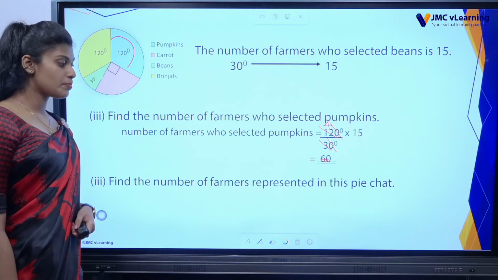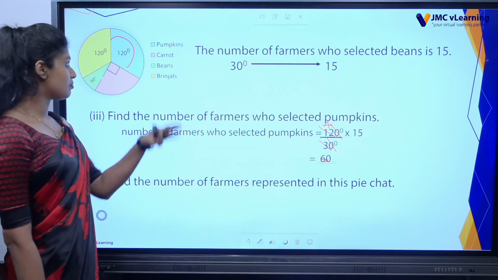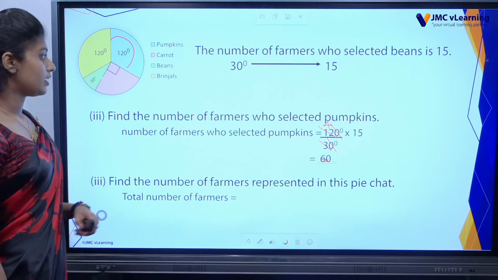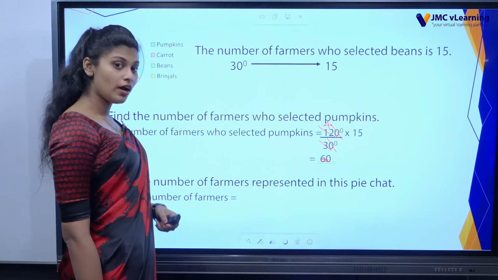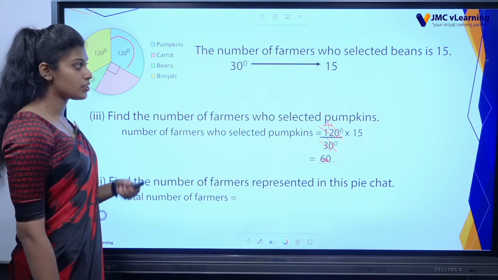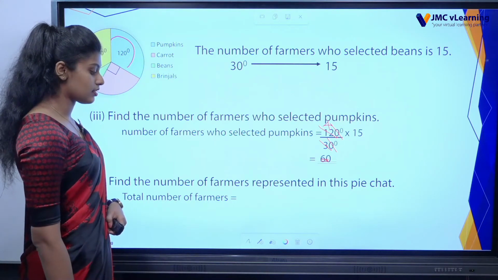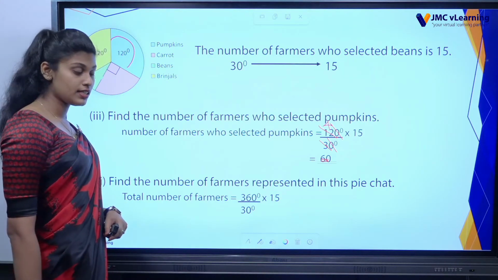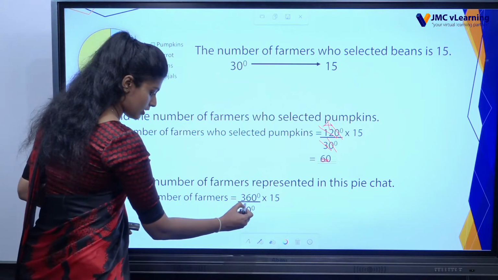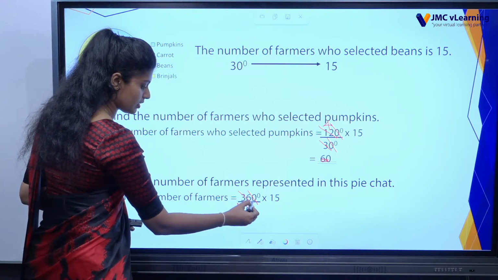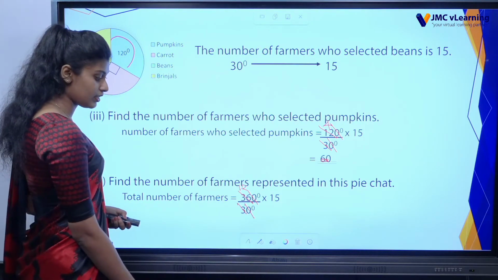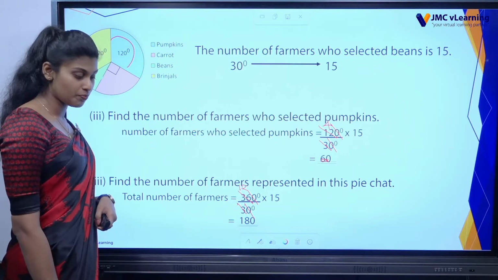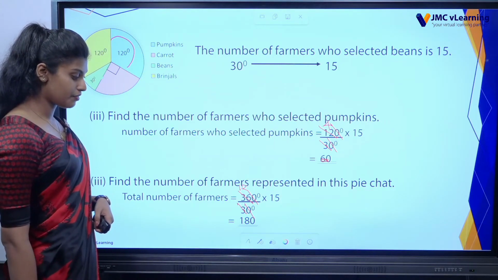The next sum, find the number of farmers represented in this pie chart. That means all the number of farmers. How can you find the total number of farmers? Then 30 degrees shows 15 farmers. You have to find the number of farmers shown using 360 degrees. Then how can you find that one? 360 degrees you have to divide by 30 degrees and multiply by 15. 0 can cut, divide by 3, it's 12. 12 into 15 is equal to 180. Then how much is all the number of farmers? There are 180 farmers.